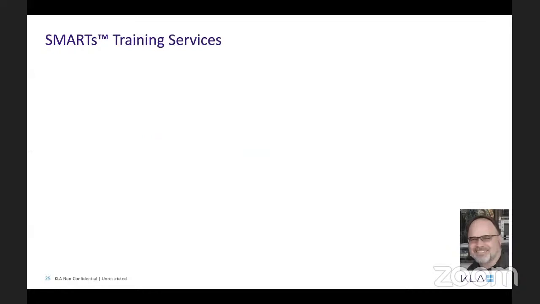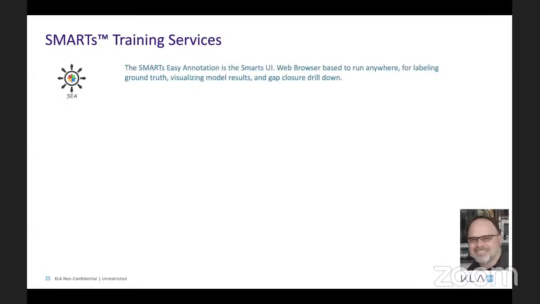And so now we'll talk a little bit about the services that make up this infrastructure. It's a service-based architecture, if you're familiar with software architecture. And we'll talk about the main components of that here. So there's the user interface, which is a web browser-based interface that provides the ability to look at images and label them, identify the defects and classify them, visualize results of models, and troubleshoot problems in model training.